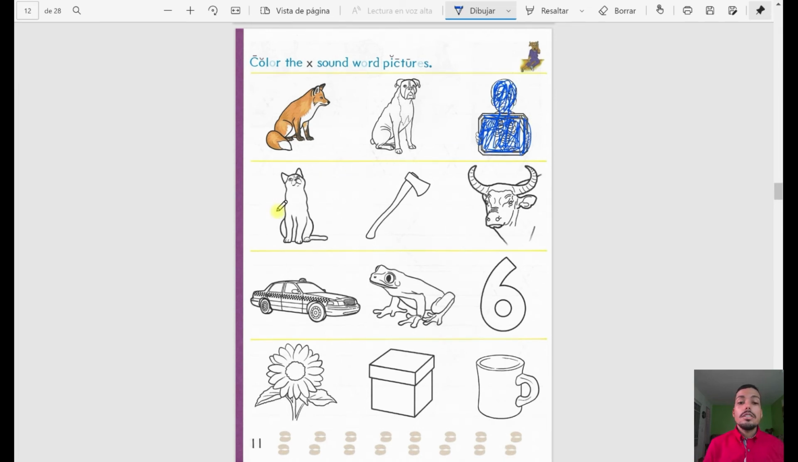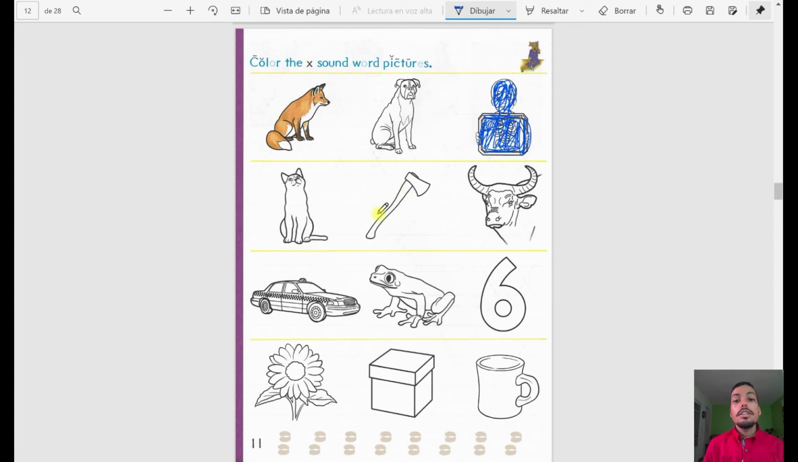The next one here. This is a cat. Cat. And cat has the sound X. Cat, it has the sound. No, very good, it doesn't have it, so we have to leave it in blank, okay? We don't color it, okay? Let's go to the next one.